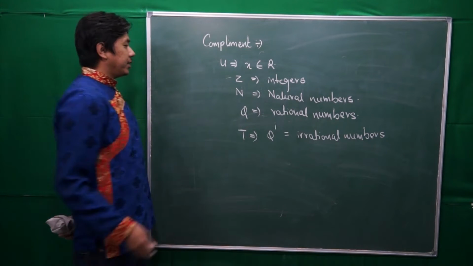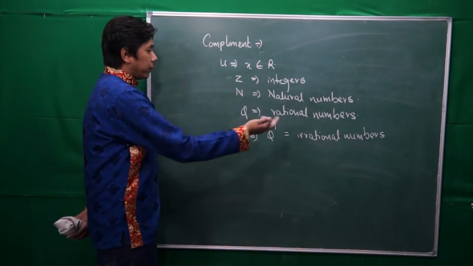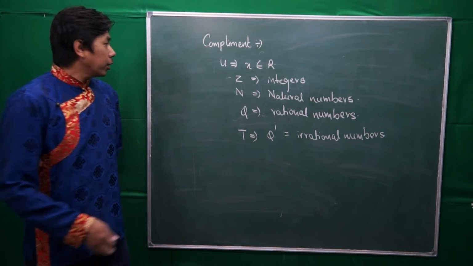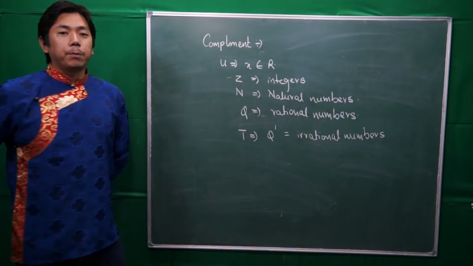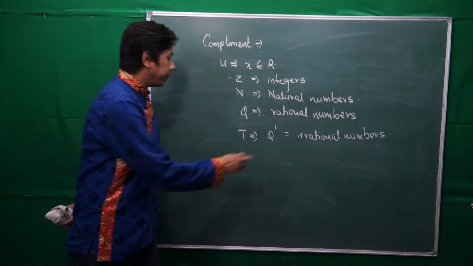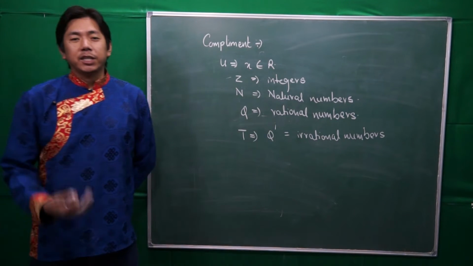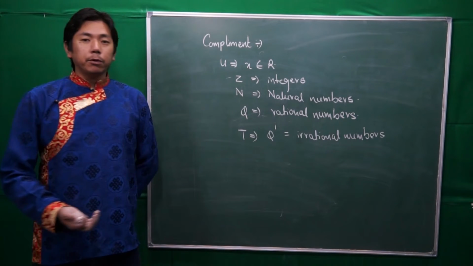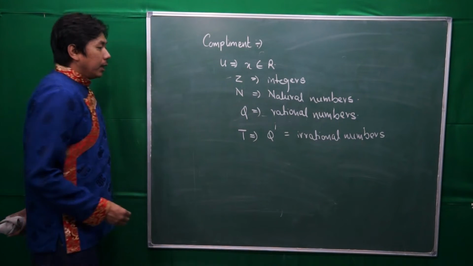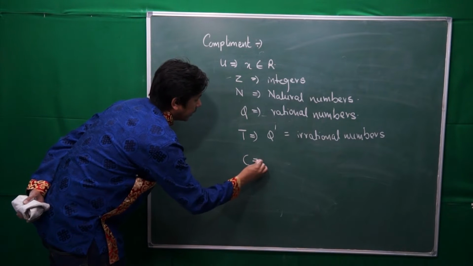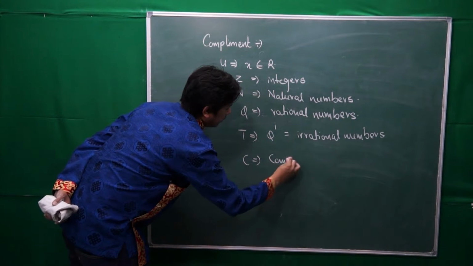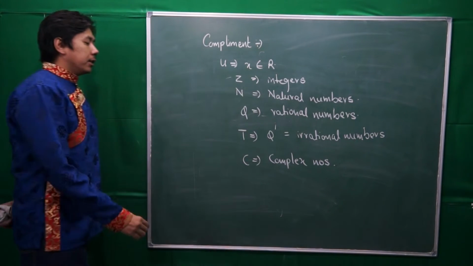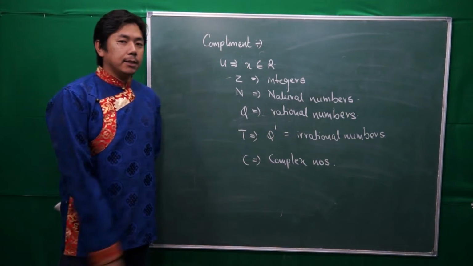Z for integers, N for natural numbers, Q for rational numbers, and T is irrational numbers. Or using this operation complement, we have Q complement is irrational numbers. All the numbers that are not rational numbers would be irrational numbers. Simple. Then we have last C as well, which is complex numbers. If you do not know what a complex number is, we'll be talking about it later in class 11th.